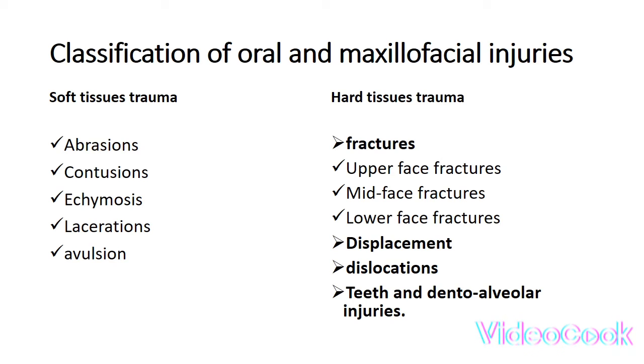We also have displacements of the bones, especially the bones more prone to displacement, which are the zygoma and the nasal bone. When they are fractured, they are usually displaced. Dislocations: the TMJ, temporomandibular joint, usually dislocates during trauma. And we also have teeth and dentoalveolar injuries.